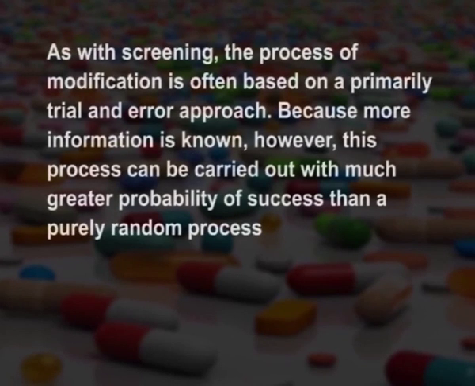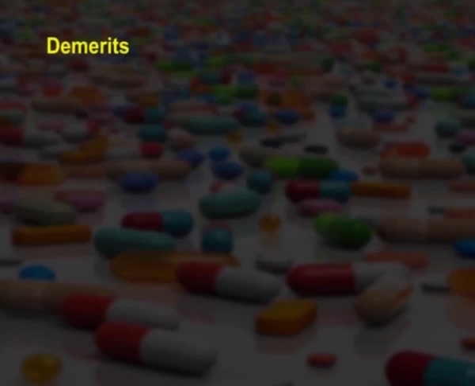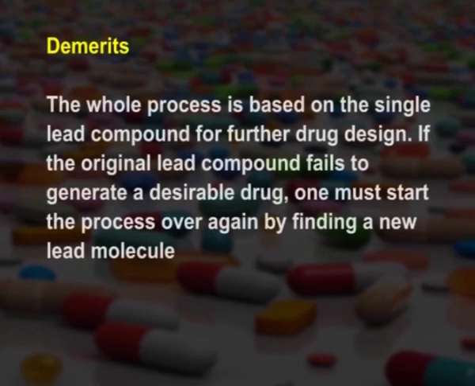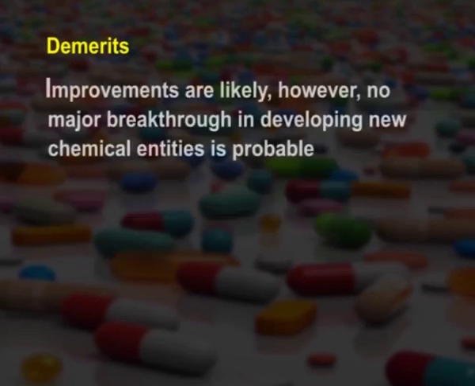Second one, as with screening, the process of modification is often based on trial and error approaches. However, because more information is known, this process can be carried out with much greater probability of success than a purely random process. Now, the demerits. The whole process is based on a single lead compound for further drug designing. If the original lead compound fails to generate a desirable drug, one must start the process over again by finding a new lead molecule. Improvements are likely, however, no major breakthrough in developing new chemical entities is probable.